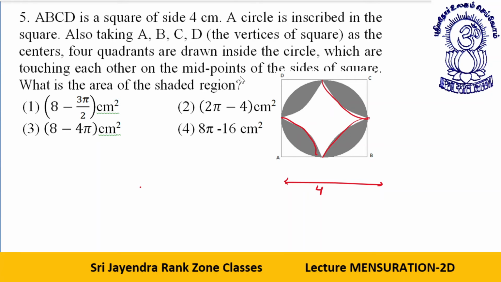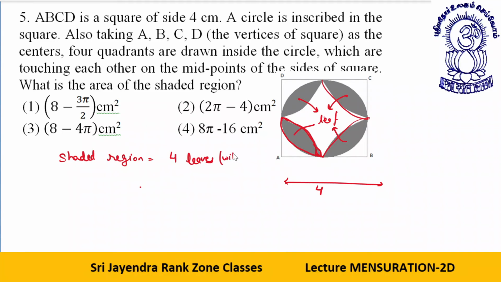What is the area of the shaded region? See, lastly, a circle is drawn like this. So what do I get, dear students? This and this, this is a leaf. Similarly, this portion is also a leaf, this portion is also a leaf, this portion is also a leaf. So the shaded region is actually equal to 4 leaves.